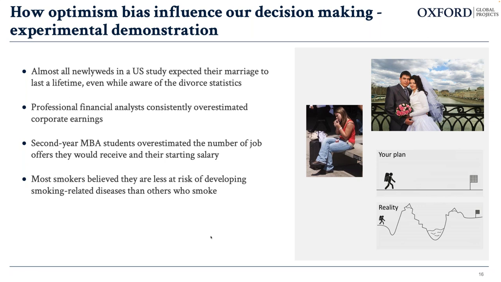Similarly, we have second year MBA students in Oxford who overestimate the number of job offers that they will receive, as well as their starting salary upon finishing their studies. And also, if you ask most smokers, they believe that they, for some reason, are at less risk of developing smoking-related diseases than other people who smoke. So that is, in essence, optimism bias.